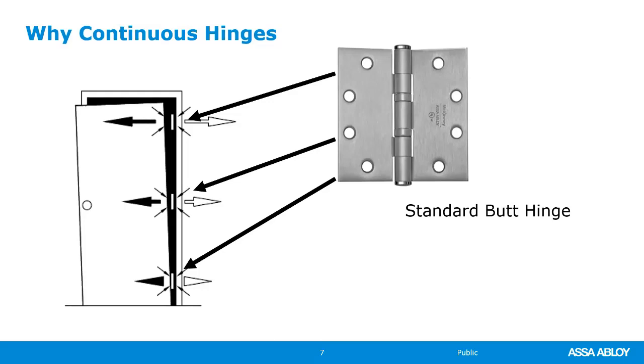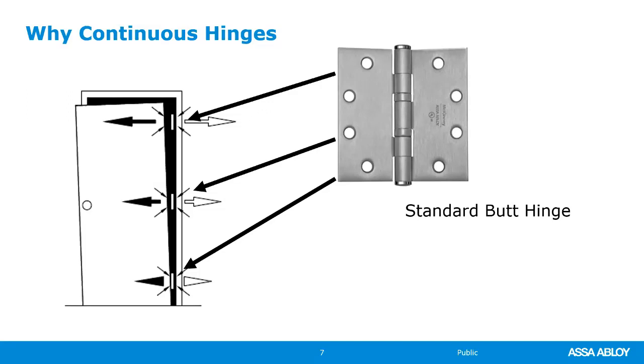Also, concentrated stress on the hinges and breakage of the reinforcement plate can cause the door to sag from the top lock edge down. This causes doors not to shut properly, which adds undue stress to the door hardware. And in the case of a fire-rated opening, that opening will be non-code compliant.